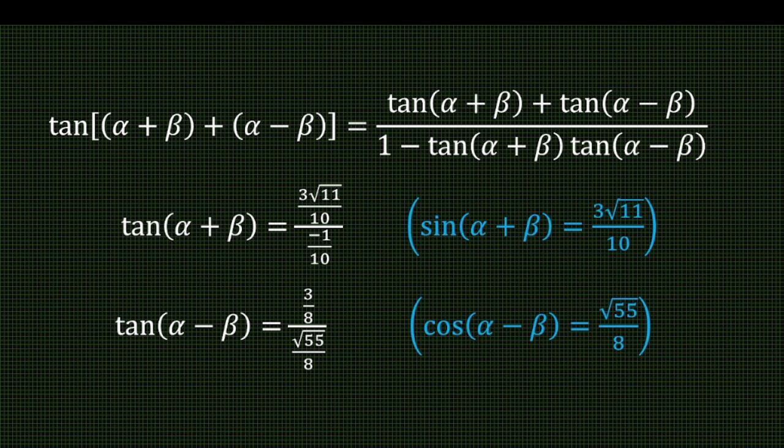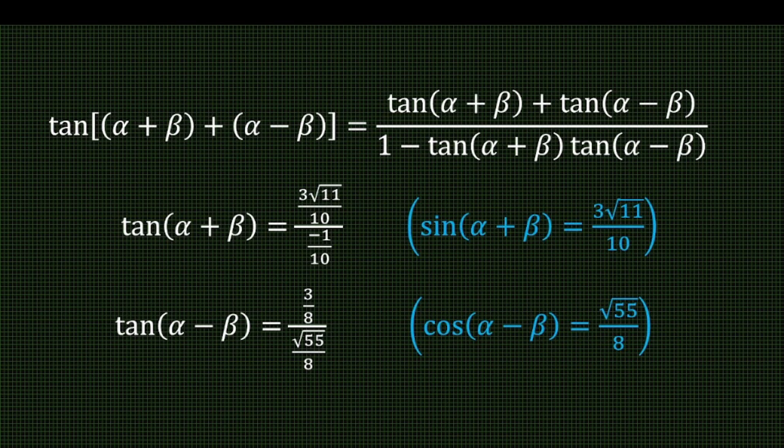Now for α+β, we know cos(α+β) is -1/10. Since cosine is negative here, α+β lies in the second quadrant. Using the trigonometric identity, we can find sin(α+β), which is 3√11/10. So tan(α+β) is (3√11/10) divided by (-1/10).